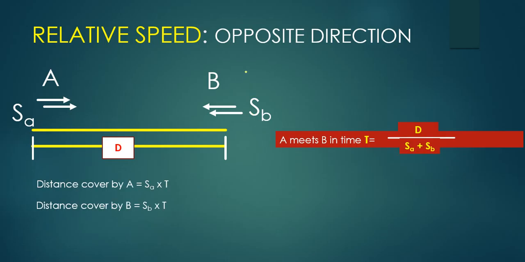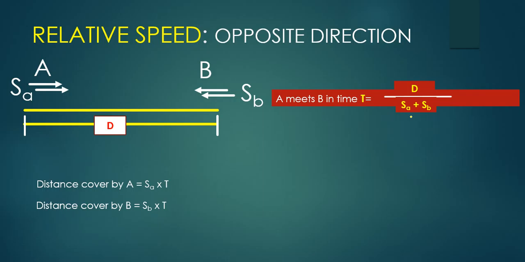Now, if they ask the distance covered by the object, simple. We know distance is nothing but speed into time. Now by the time they meet, what is the distance covered by A? This is how they ask. Simple. Speed of A into time taken, so SA into T. Similarly, distance covered by B is SB into T. What is T here? Distance by relative speed.